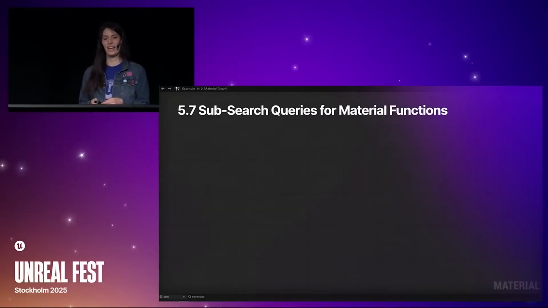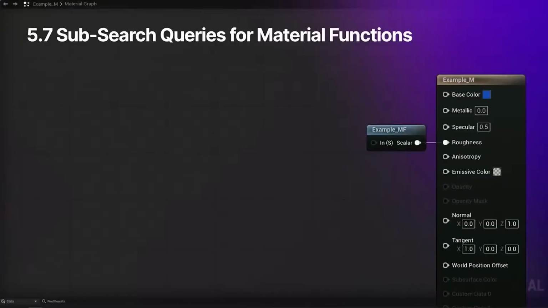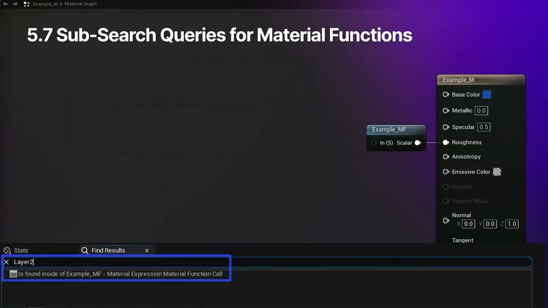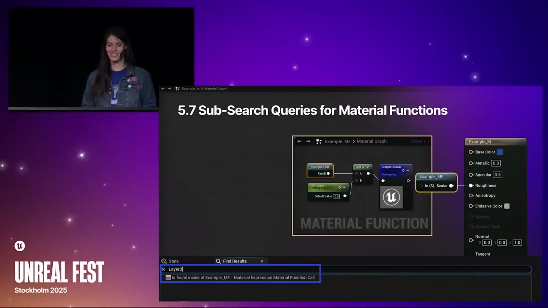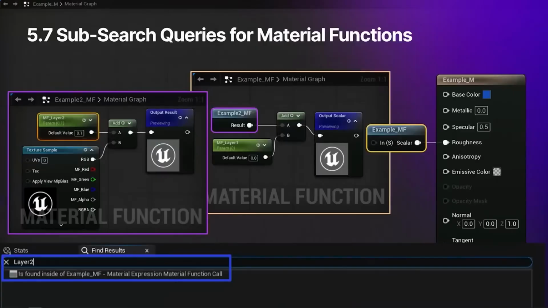Next, 5.7 adds subsearch queries for material functions in the editor. It can pick up results buried within layers of functions, letting you know which nodes or related material functions have the search result inside of them. So in this example material, we have a material function. In the Find Results panel, let's say I search for layer 2. If I single click on this result, the material function will be focused in the graph. If I double click on that result, it'll open up the material function that the result is inside of. And from there, I can follow the search to that material function and to the layer 2 scalar parameter that I was originally searching for.